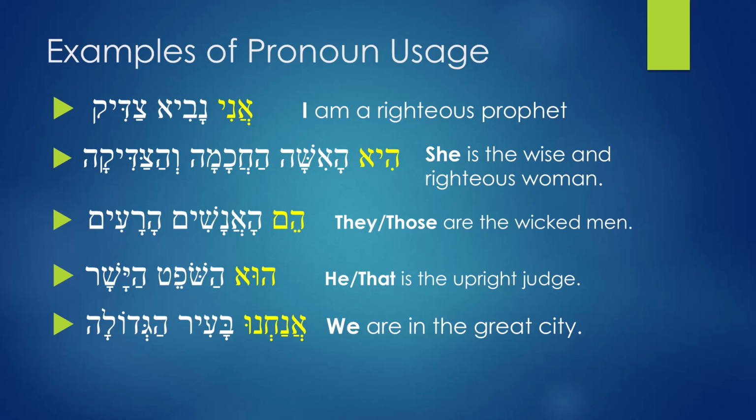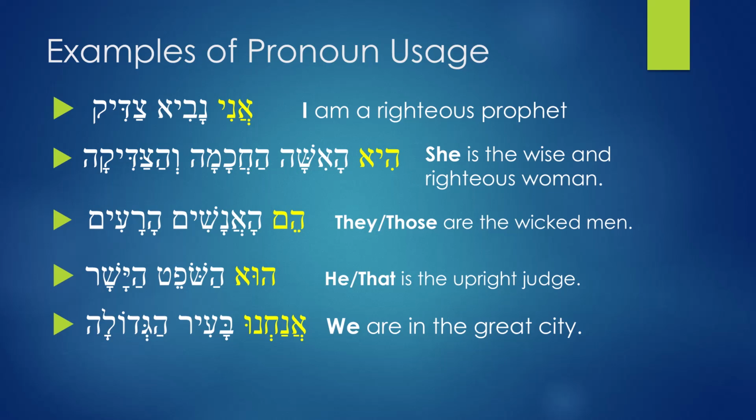And so how do you translate this phrase? The translation is, she is the wise and righteous woman. Most of the time adjectives are going to be after the noun that they modify, immediately after the noun that they modify, unless there's a construct. Next phrase we have Hem ha'anashim ha'raim.